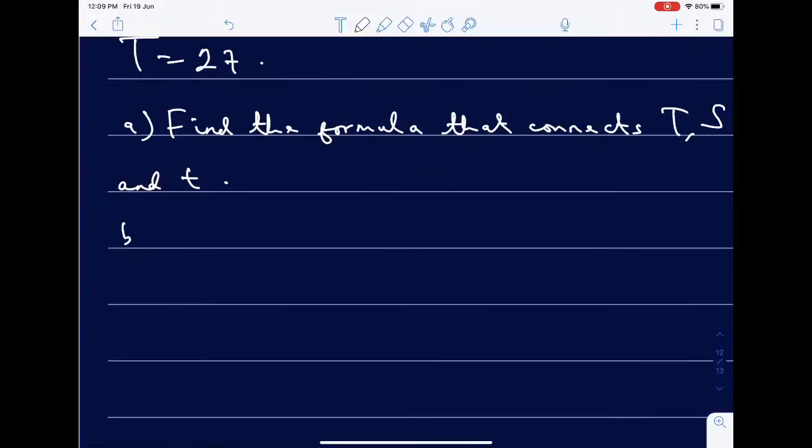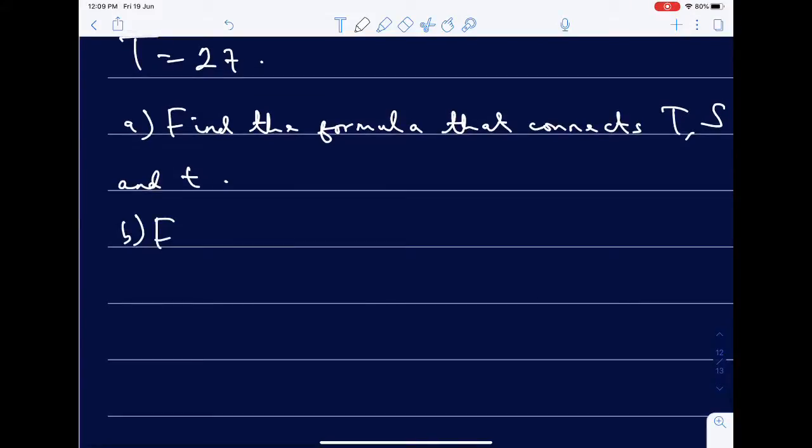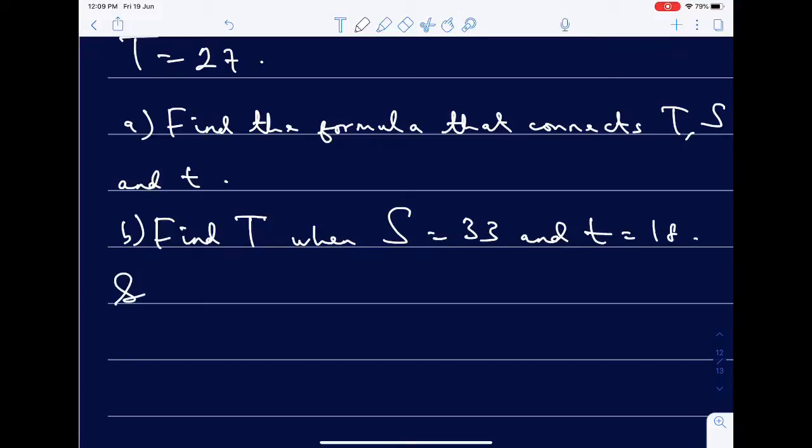And question B, find T when big S equals 33 and small t equals 18. Solution.